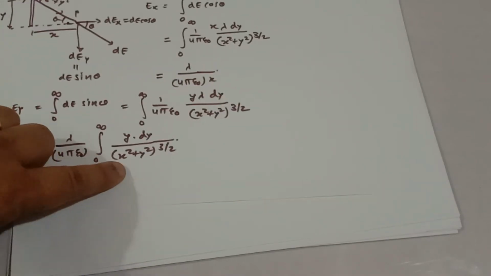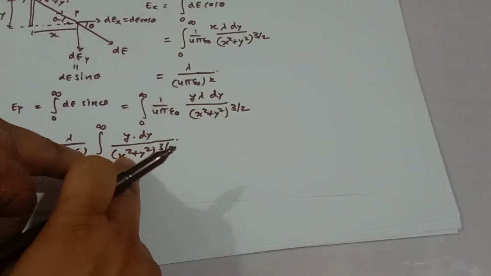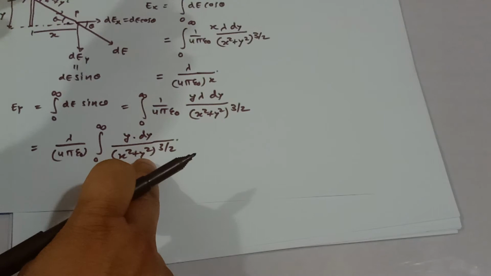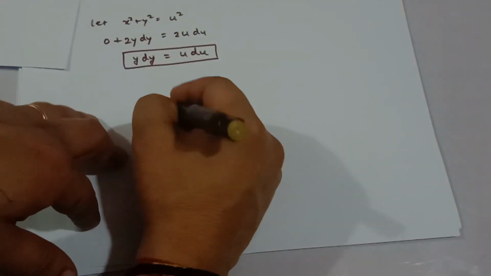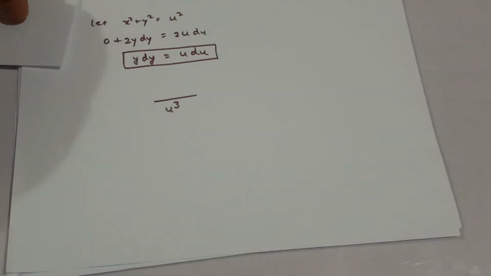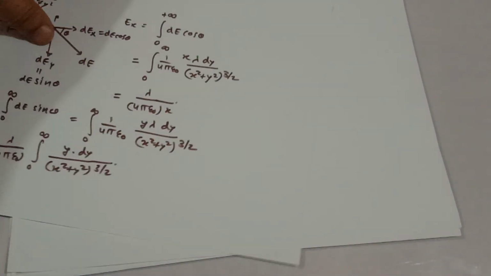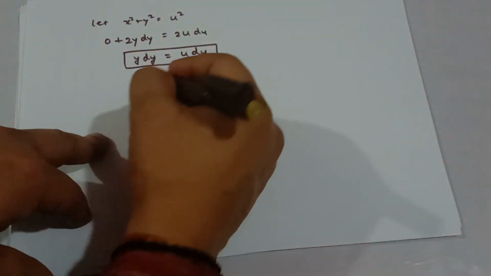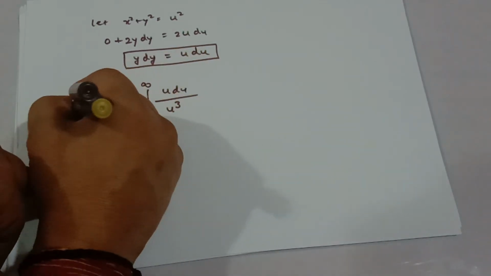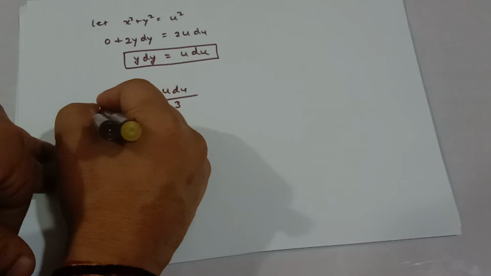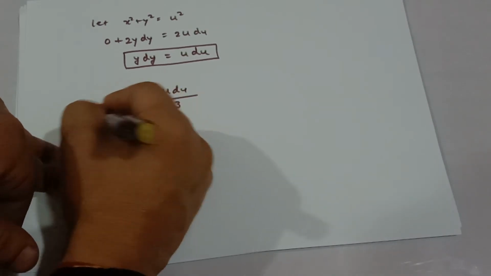So that would become, because we assumed x square plus y square is u square, so that becomes u cube. So that would be basically u cube. And this y into dy we have calculated is u into du, so you can write u into du, and that integration is from 0 to infinity, and the other term is lambda divided by 4 pi epsilon naught.